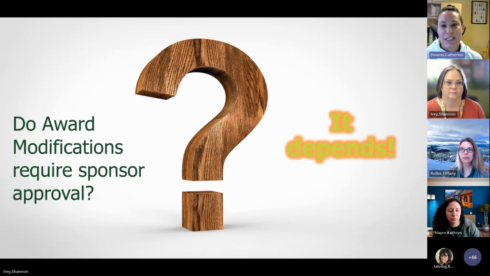But we still often need to be communicating with our sponsors, even if there are expanded authorities that give us the authority to make that change. We still have to let our sponsors know that we're exercising those authorities, so that if they need to issue an amendment or make a change to that award, they can do that.